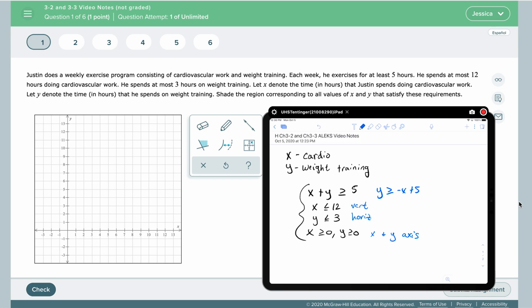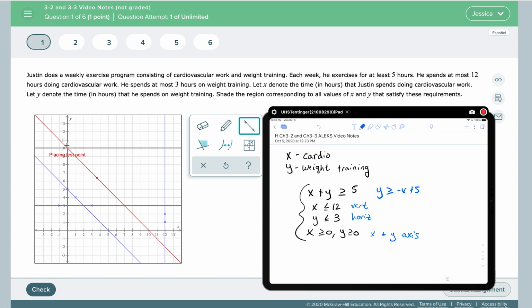So now in ALEKS, I am ready to start graphing. So I'm just going to start with that top equation. So I'm going to grab my line right away. You can also grab the pencil, so it doesn't matter which one. So starting at positive 5, and then we're going down 1 over 1. Next one, we are going to have a vertical line through 12 on the X. So I'm just making a vertical line. And then we need a horizontal line at 3.